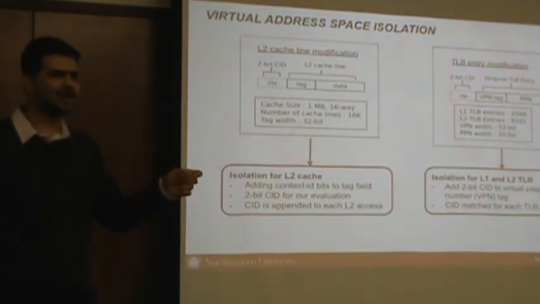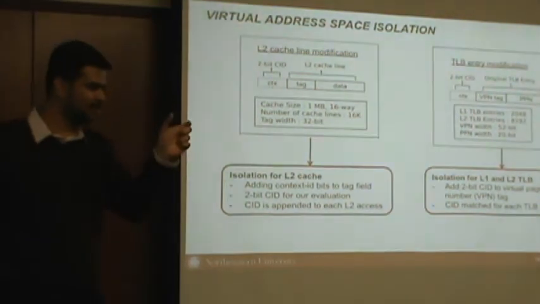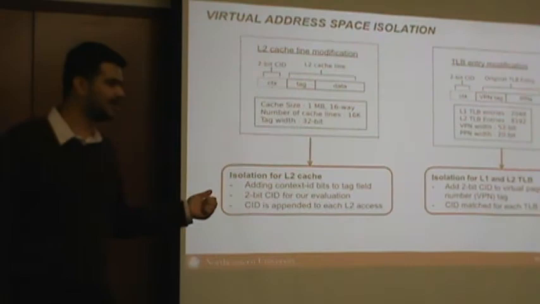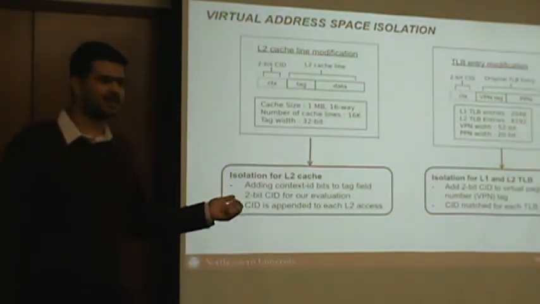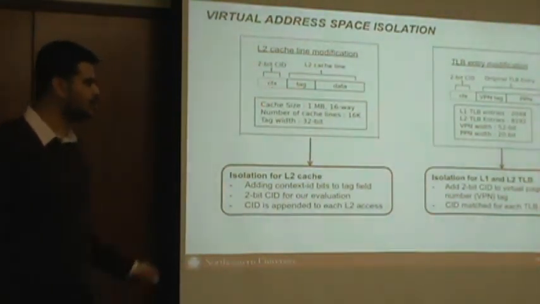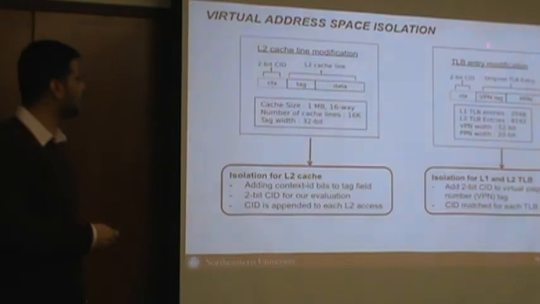Imagine two contexts asking for the same address in the L2 cache. Which one is the correct one? We cannot say that because the caches are virtually tagged, right? So we have to add something like a 2-bit CID, that is the context ID, to a tag in the L2 cache as well as the TLB.